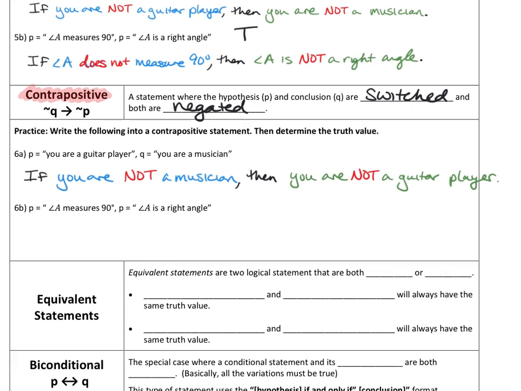Okay, let's talk validity of that statement. If you are not a musician, then you are not a guitar player. True or false? So, you're definitely not a musician. Is there any way you could play guitar? No, so this is actually a true statement. If you are not a musician at all, no music, means you don't play guitar. That's true. Because otherwise you'd be a musician.